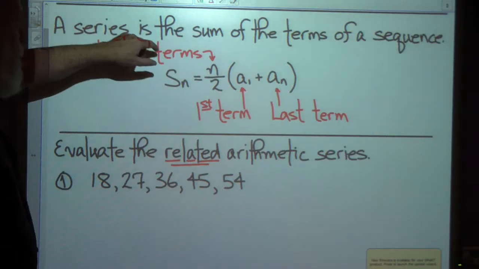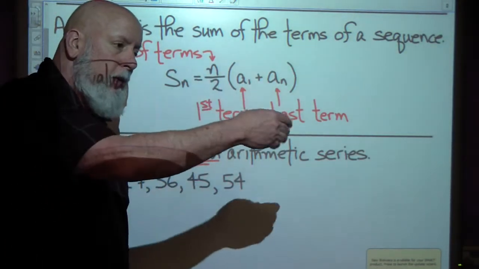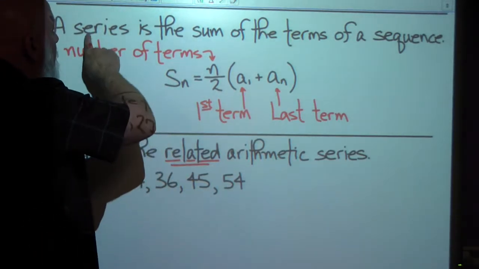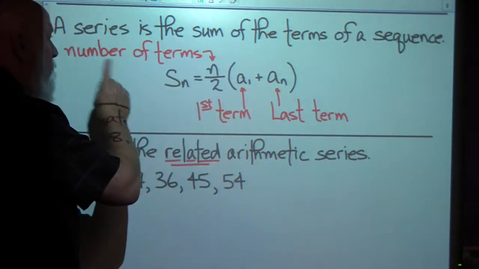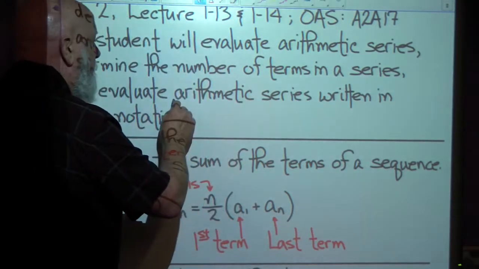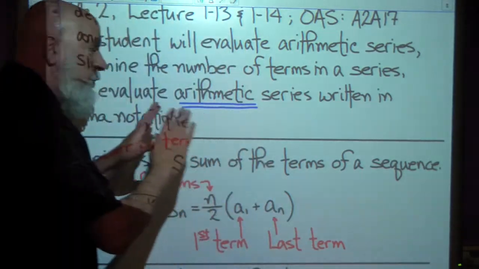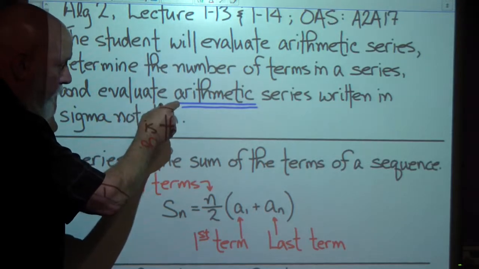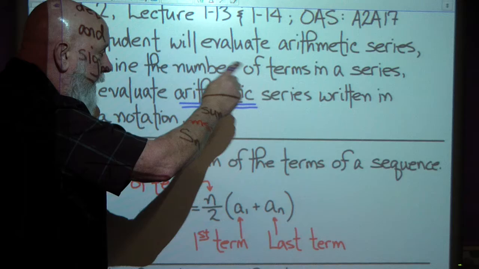A series is the sum of the terms of a sequence. So you have a sequence of numbers with a bunch of commas in between them. And if you add those numbers together, we call that a series. And here's a formula that will do that for you if you know that the series is arithmetic. That means that consecutive terms, the terms right next to each other, all have a common difference. If you take the one on the right and subtract the one on the left like we did for the last couple of days, you get the same number every time.